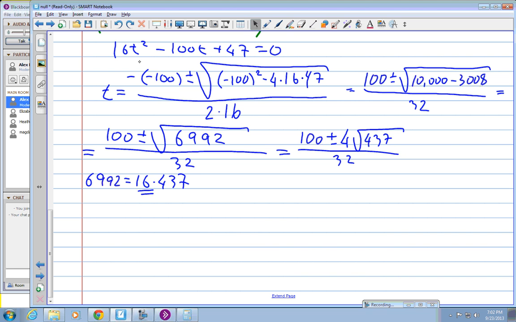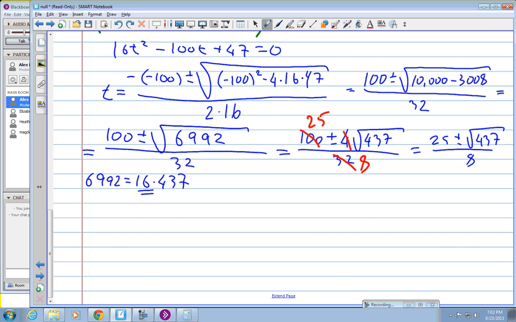Sorry. So everything is a multiple of 4. I can reduce everything by 4 just to make our computation a little bit easier. If I reduce everything by 4, we'll end up with 25 plus or minus the square root of 437, over 8. Okay?